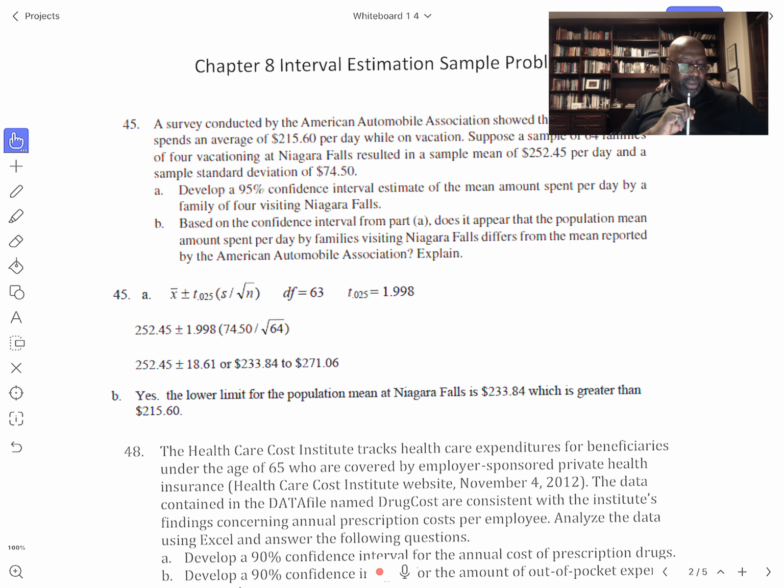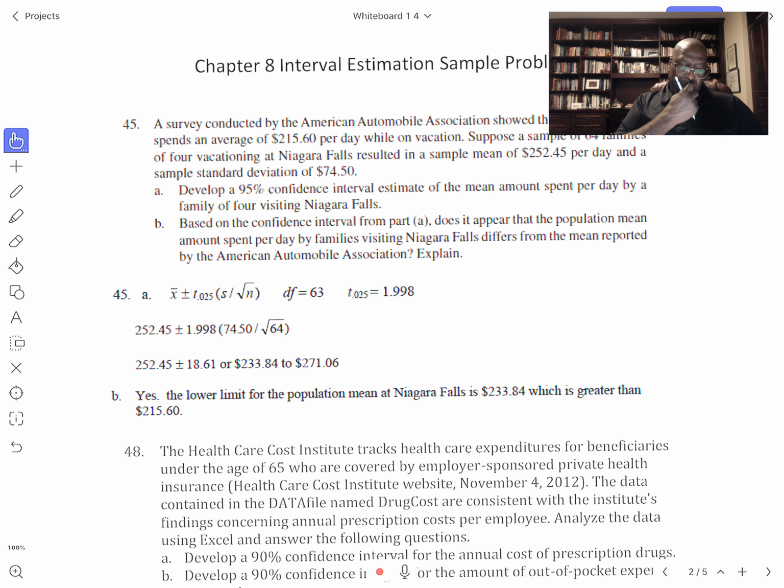So we have this one. A survey conducted by the American Automobile Association showed that a family of 4 spends an average of $215.60 per day while on vacation. Suppose a sample of 64 families of 4 vacationing at Niagara Falls resulted in a sample mean of $252.45 per day and a sample standard deviation of $74.50. Develop a 95% confidence interval for the mean amount spent per day by a family of 4 visiting Niagara Falls.